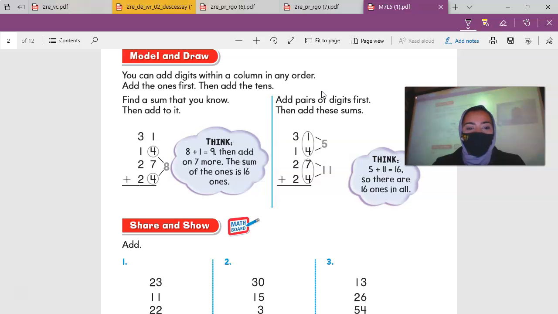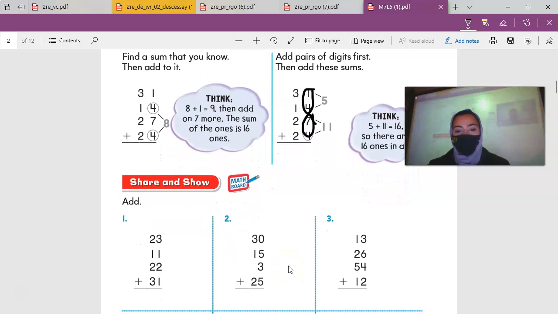Find a sum that you know, then add to it. So if you already know your doubles facts, you know 4 plus 4 is 8, so you're going to add 4 and 4 first, that makes 8, and then you can say 7 plus 1 is 8, and then you can add 8 plus 8 is 16, right? And then you bring the 1 to the 10th place and the 6 stays in the 1 place. Or you can just group them like this. 1 plus 4 is 5, and 7 plus 4 is 11, and then add 5 plus 11. There's 2 ways to do this, okay?